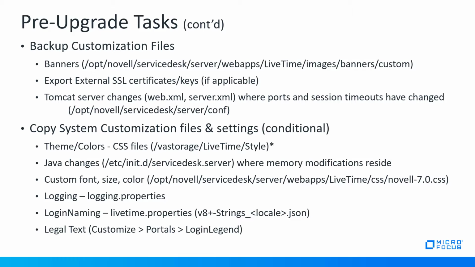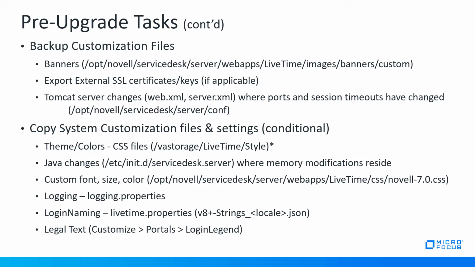Next, copy system customization files and settings. Again, only if you've changed these, the theme colors and so forth, you'll find them in that particular location. And only if you've done Java changes, make sure you have copies of those files, as well as custom font size and color. You'll find those in the CSS. If you've done some customization and branding, you might want to make sure you get copies of those files.